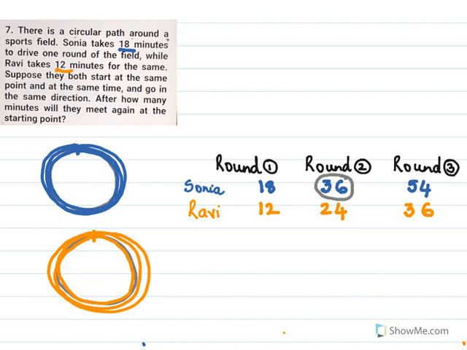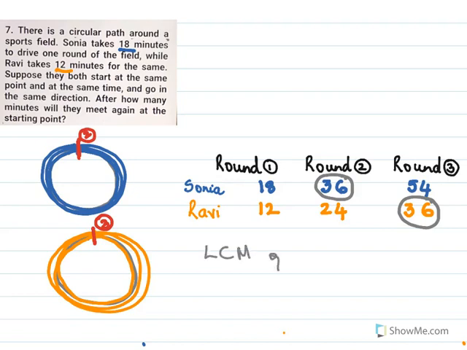So have you seen now, this is 36 and this is 36. So after 36 minutes, they will meet at one point. After 36 minutes, Sonia will be at this point after having completed 2 rounds. And after 36 minutes, Ravi will be at this point after having completed 3 rounds. So they will meet after 36 minutes.